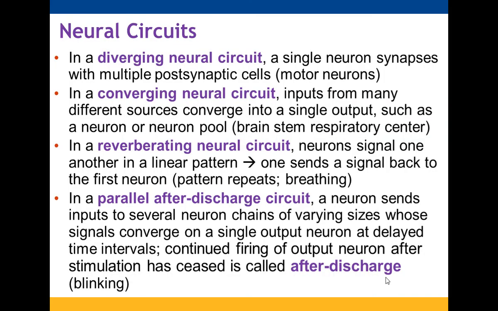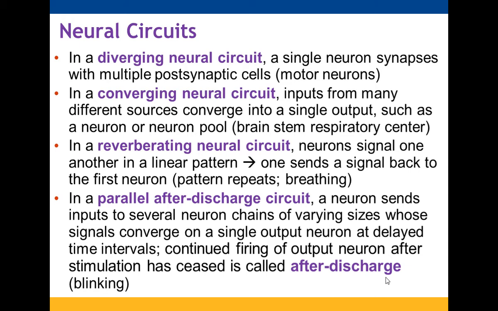More complex circuits, diverging circuits: when one neuron synapses with multiple postsynaptic cells, and we tend to see that with motor neurons. In a converging neural circuit, you're taking in information from lots of different sources and converging it into one output. And that's what we see with the brainstem and respiratory, being able to breathe. Need to connect a lot of information together to make that process take place.